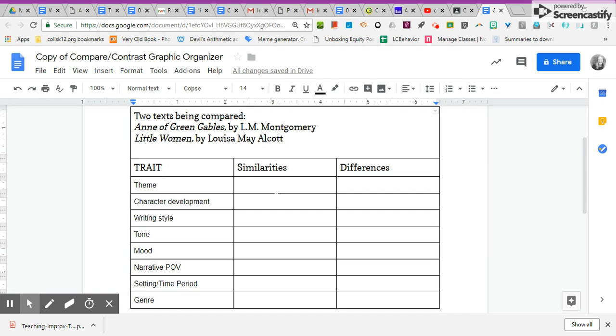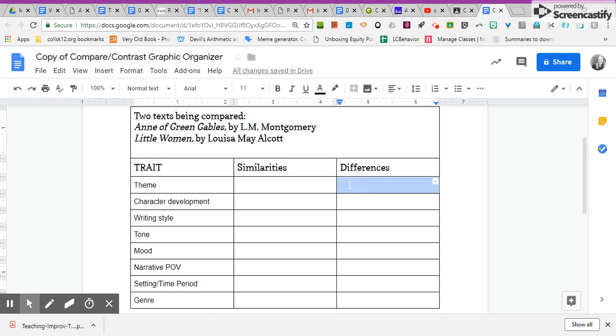I know we've talked about how books have multiple themes, but the main theme that I can see in Anne of Green Gables is that sometimes young people can have more wisdom about things than adults. It's interesting because the theme of Little Women, I would say, is almost the opposite of that: sometimes you have to listen to the adults in your life because they have lots of wisdom to share.